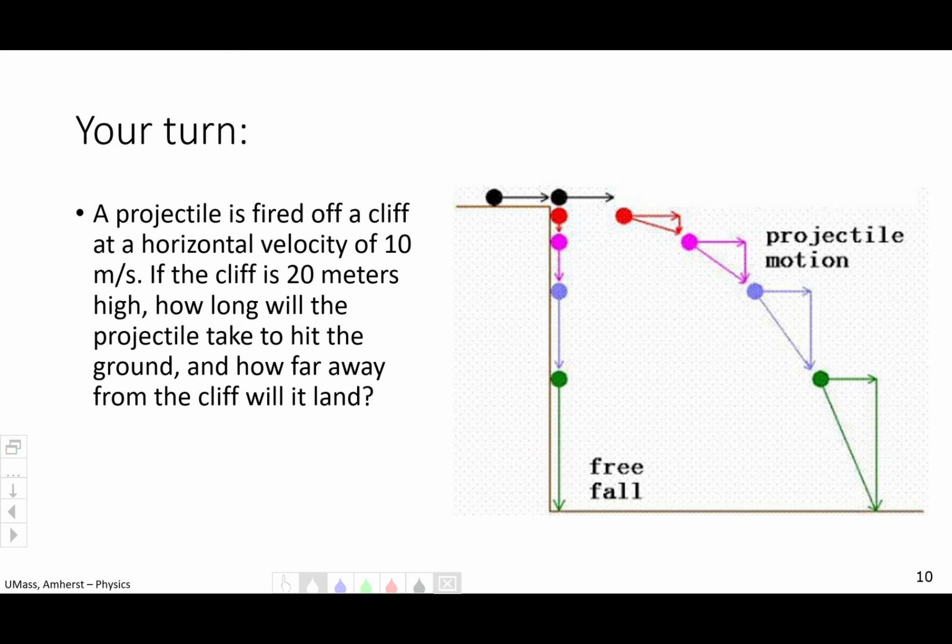All right, so what I would like you to do now is have whoever's in here pause the video. I'd like you to try this problem, and then I will go over the solution. A projectile is fired off a cliff at a horizontal velocity of 10 meters per second. If the cliff is 20 meters high, how long will the projectile take to hit the ground, and how far away from the cliff will it land? So go ahead and pause the video, and then we will come back and answer the question. So good luck.